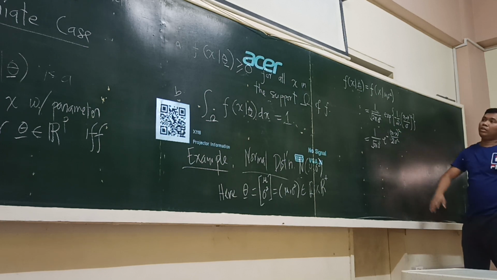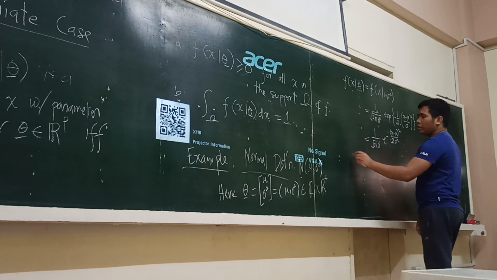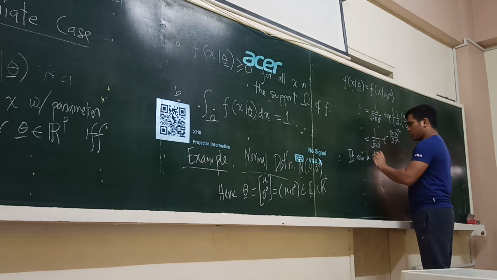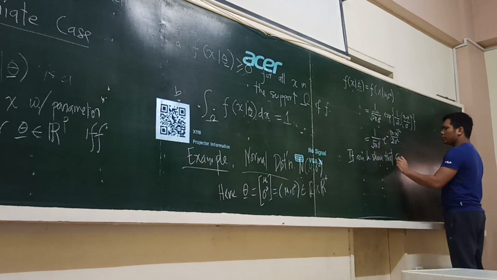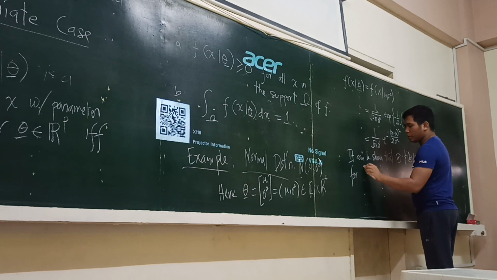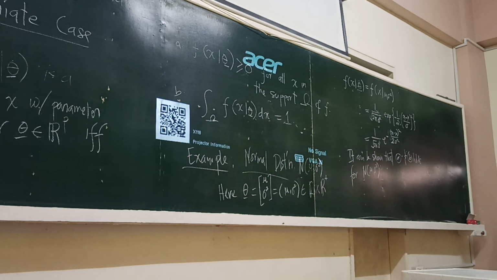So this is now an example of a univariate density. It can be shown that A and B hold for the normal with mu and sigma squared. We will show it here.